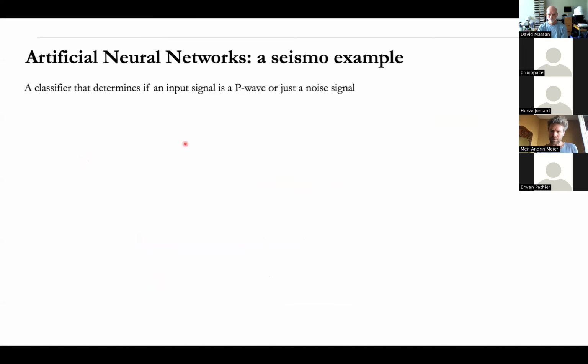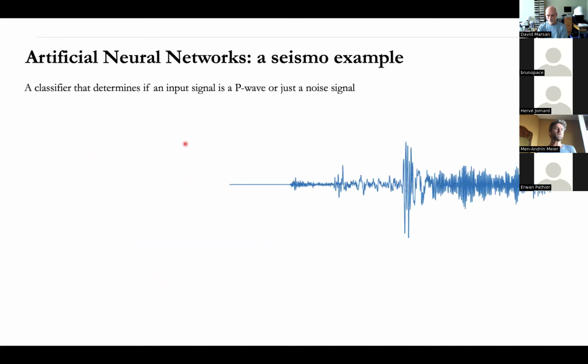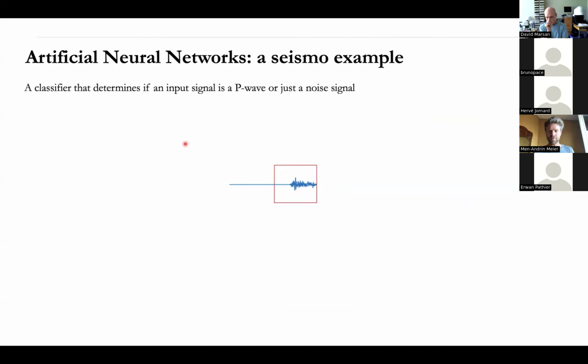Let me step one step ahead. I think I should have said this earlier. This could be relevant, for example, if you build an earthquake early warning system. So let's say you want to have a classifier that determines if an input signal is a P wave or just a noise signal. But in the early warning case, you only have maybe 3 seconds or so of the P wave. Now you need to determine, is this a quake, so we should send out an alert, or is it a car driving past my seismometer, and then we should better not send out an alert.